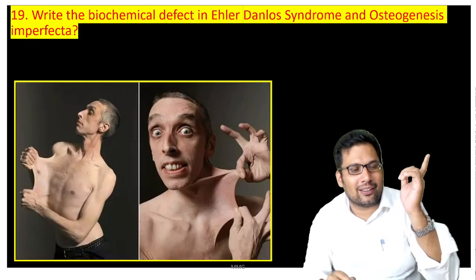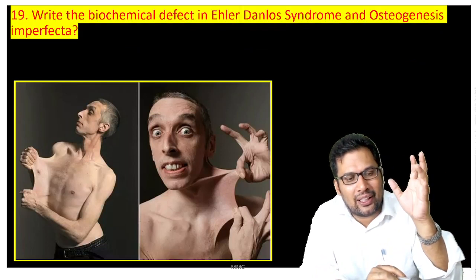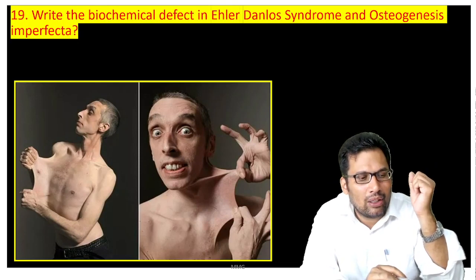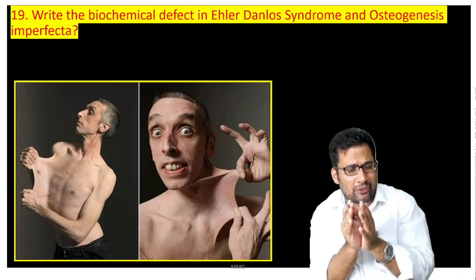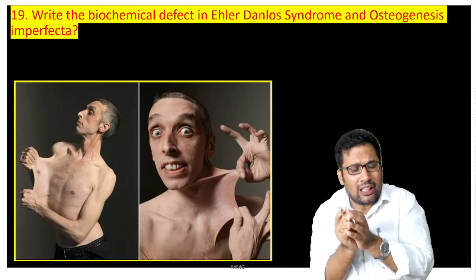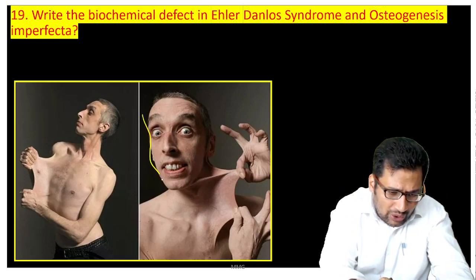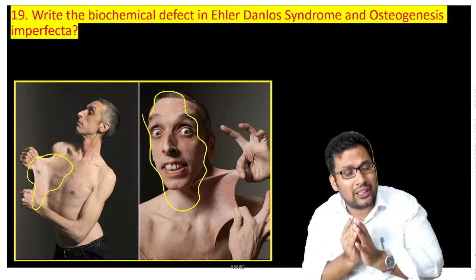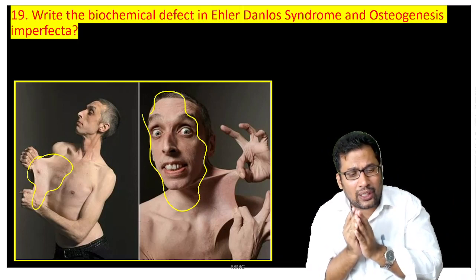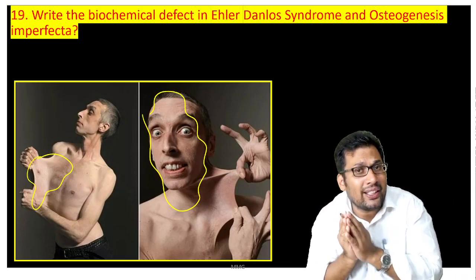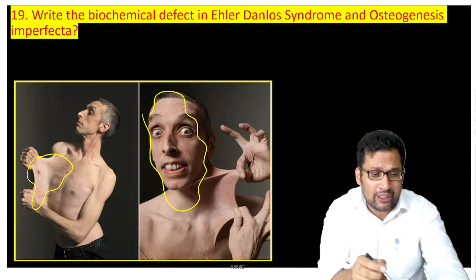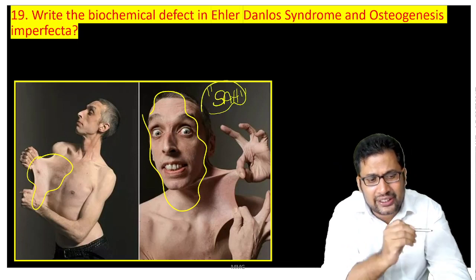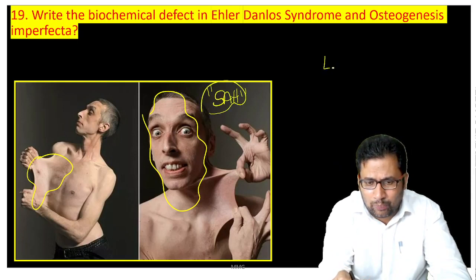Next, question number 19. Write the biochemical defect in Ehlers-Danlos syndrome and osteogenesis imperfecta. So here in the picture, you can see a male who is having hyperelasticity, hypermobility, and also recurrent joint dislocations. There can be SAH also, subarachnoid hemorrhage. So this is classical Ehlers-Danlos syndrome.